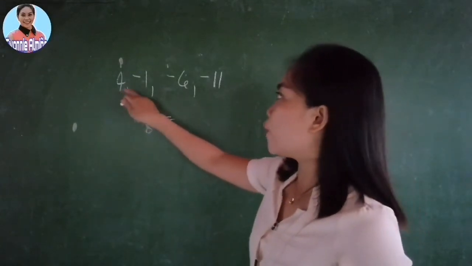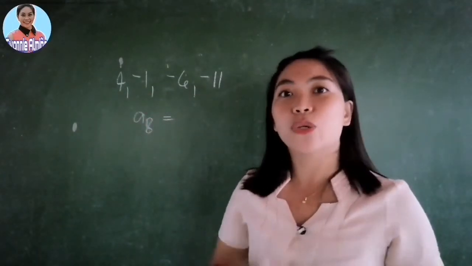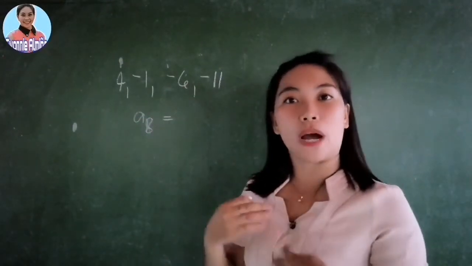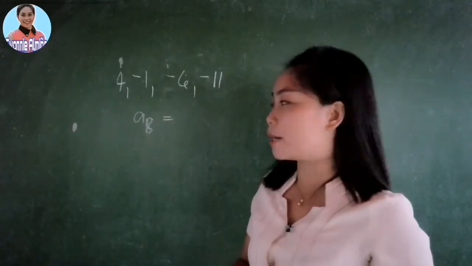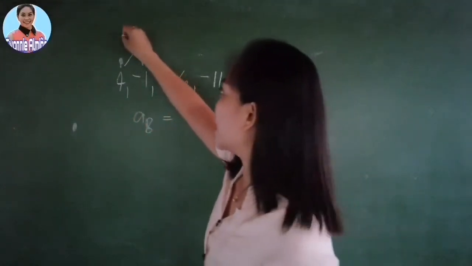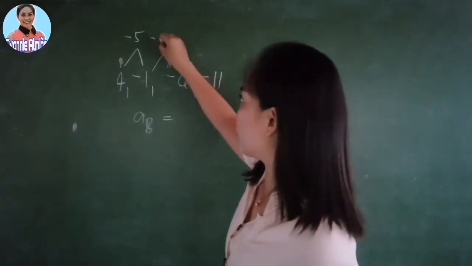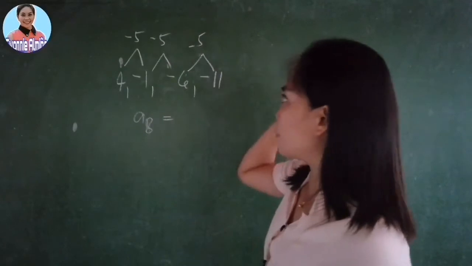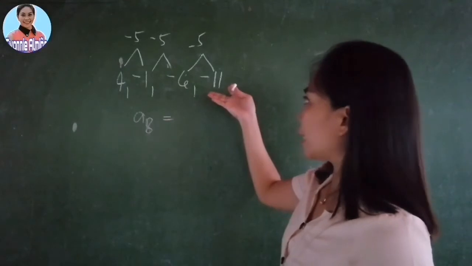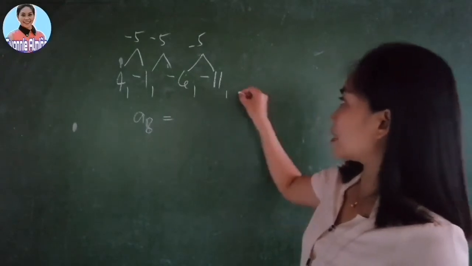So in this case, 4 and negative 1, negative 6, and negative 11. So what have you observed? Negative 5 is being added to the preceding term para po makuha natin yung succeeding term or the next term. So, di ba? Kung napapansin ninyo, the difference between 4 and negative 1 is negative 5. Same goes with negative 1 and negative 6. So you have negative 5. Dito is negative 5. So therefore, we are going to add negative 5 to negative 11 hanggang marating po natin si a sub 8.